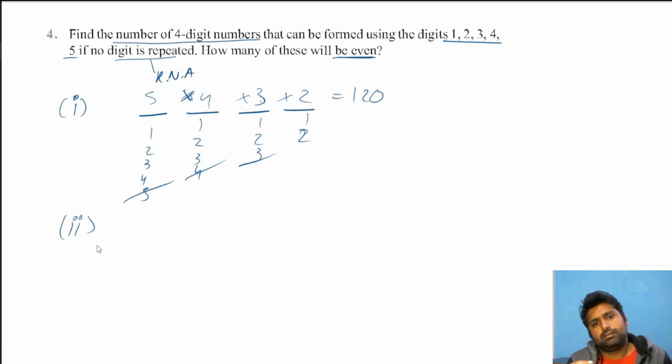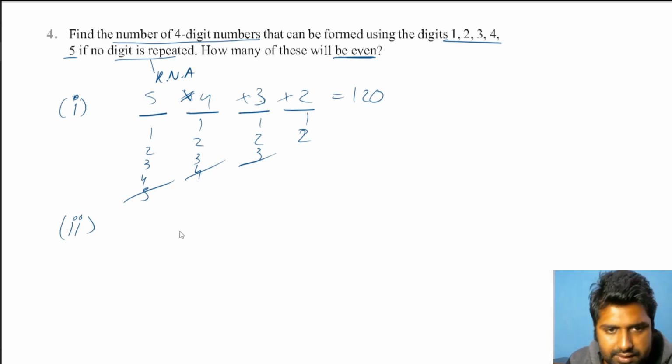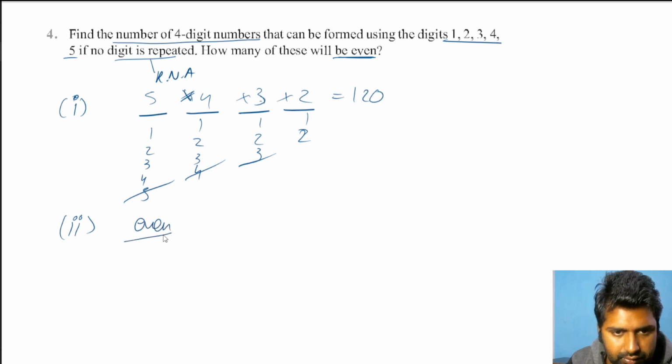Second option, he's saying how many of them will be even. Now if 120 is the total number, you might think that half of them should be even, half of them should be odd, but that's not always the case. There's a very specific constraint under which half will be even, half will be odd. But in this case, it will not be. I'll explain once we solve this. Let's solve for even numbers now. 4-digit numbers, and they have to be even.